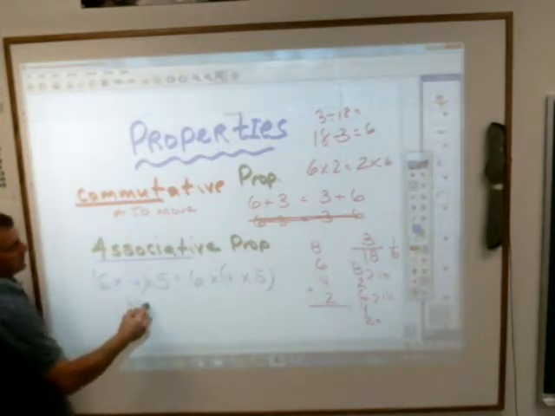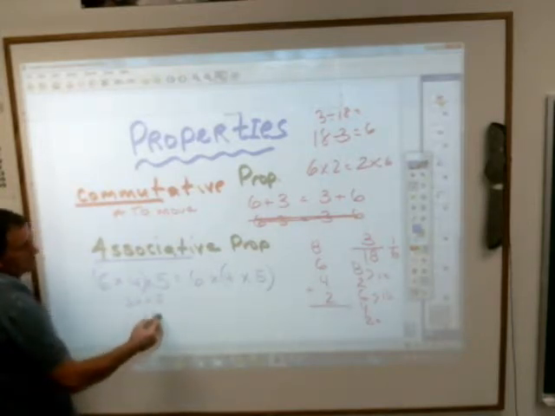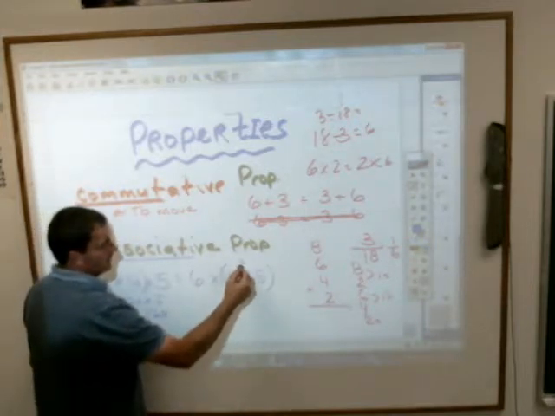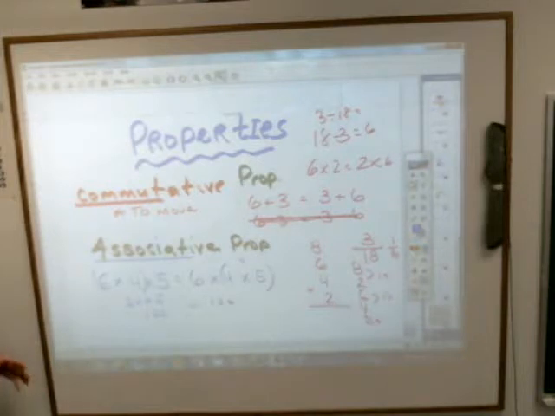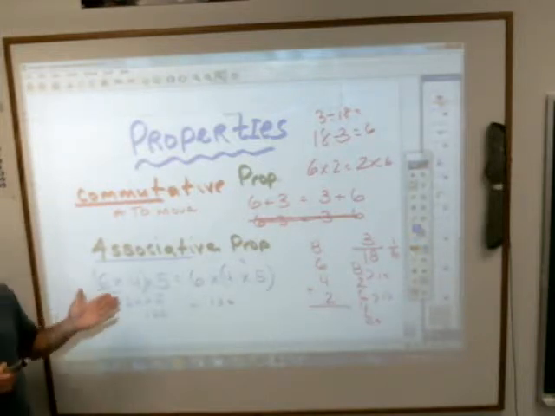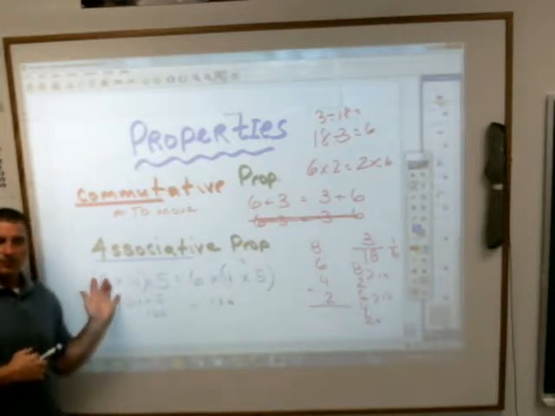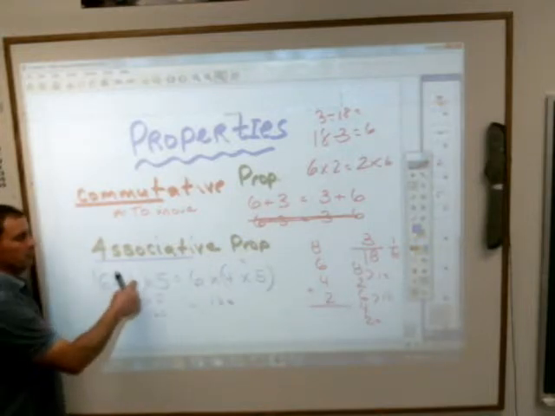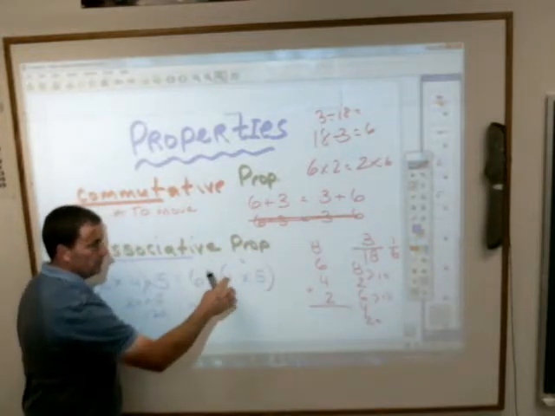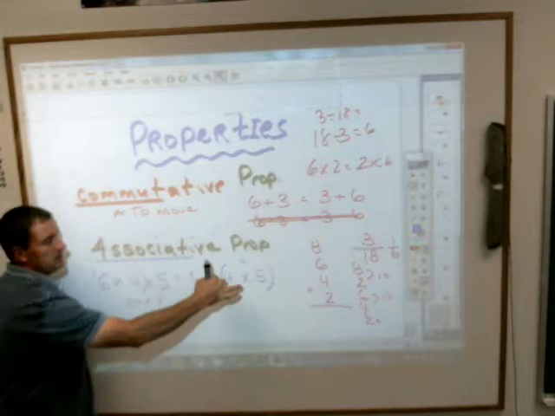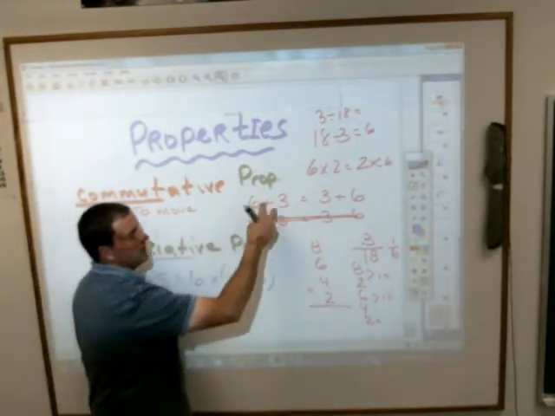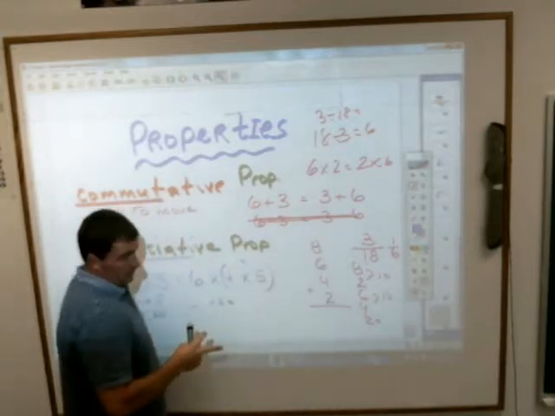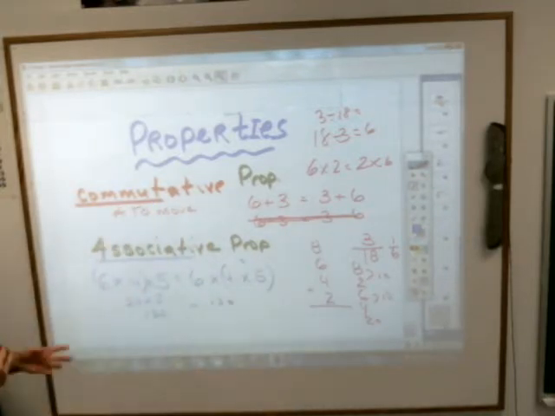If I take 24 times 5, I'm going to get 120. If I take 4 times 5, I get 20 times 6, I get 120. So when you're asked to tell which property it is, you need to look for this. In the associative property, the numbers will be in the same order. The only thing that changes is the parentheses. In the commutative property, the numbers actually are in different orders. They move. And it's a little tough, but you got to get used to it.